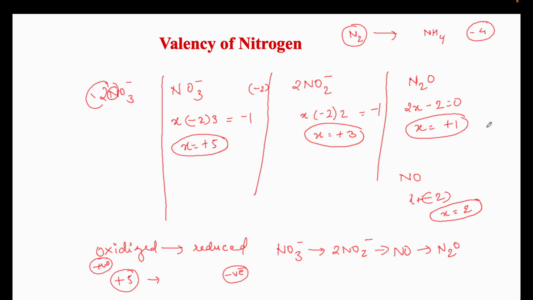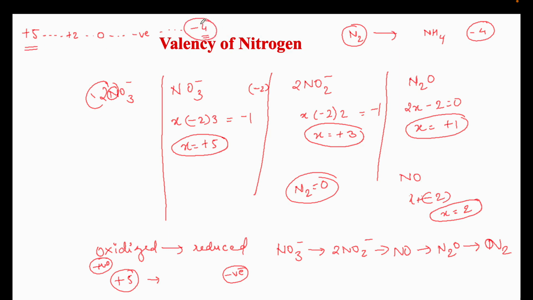Okay, and elemental nitrogen will always have valency 0, right? The elemental nitrogen will always have valency 0. Sorry, here this will be N2, right? So the valency of nitrogen can vary from +5, then +2, then 0, then it will go to negative. As it gets more reduced, the valency will be negative, and finally we'll have -4 valency. So nitrogen's valency will go from +5 to -4.